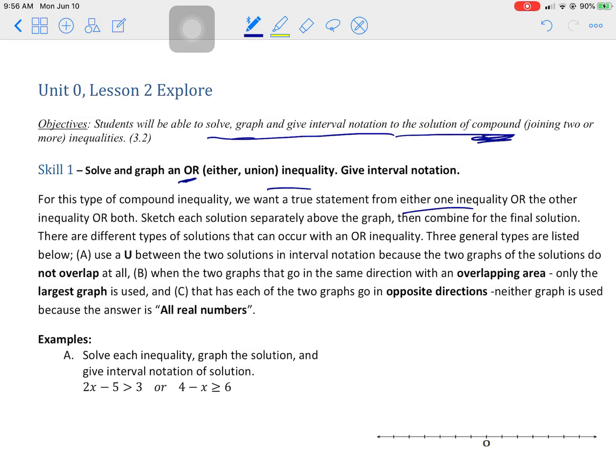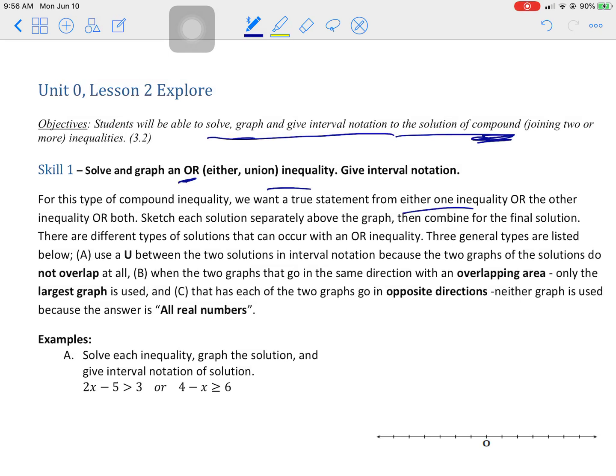Sometimes if you're nervous, like on a test, you don't want to do too many things in your head, so lay out each one in the graph and then put the final graph on there. See how your teacher wants that done. There are different types of solutions with an OR inequality. 3 general types are listed below.